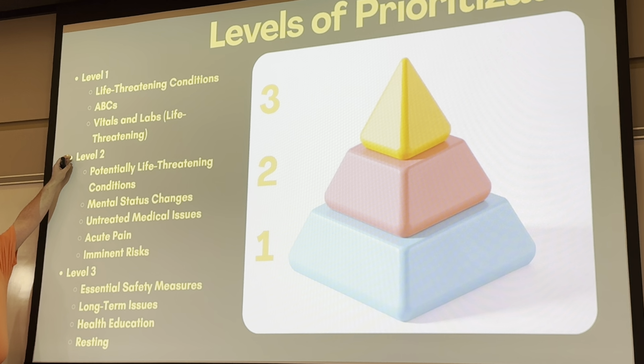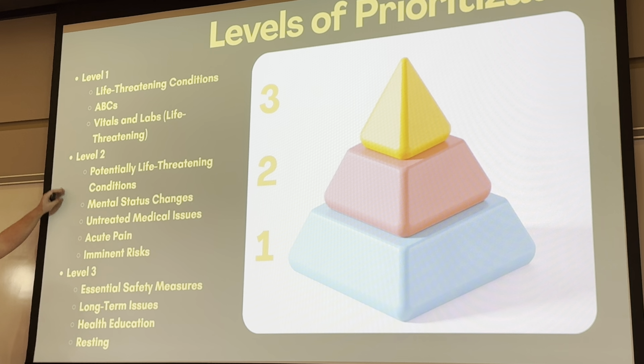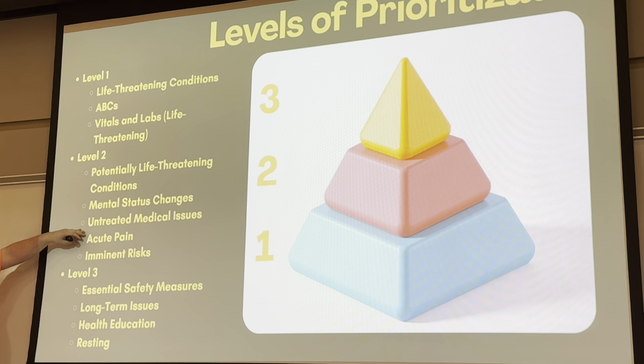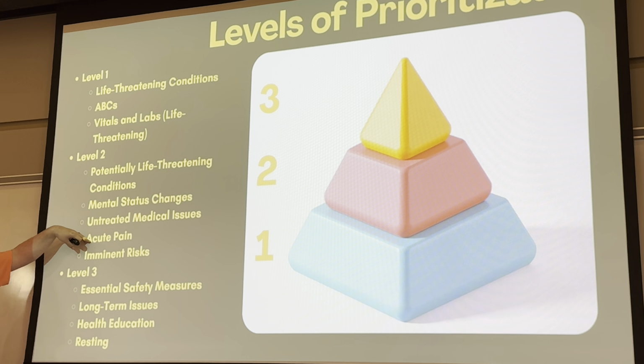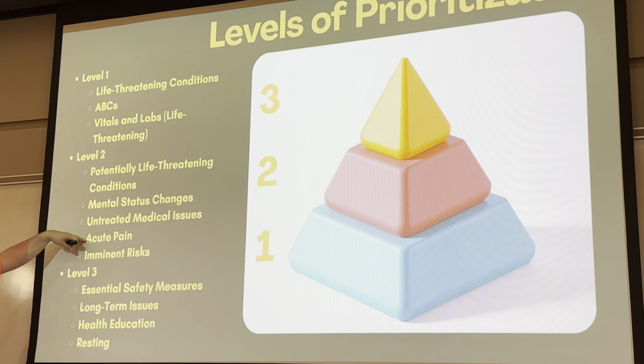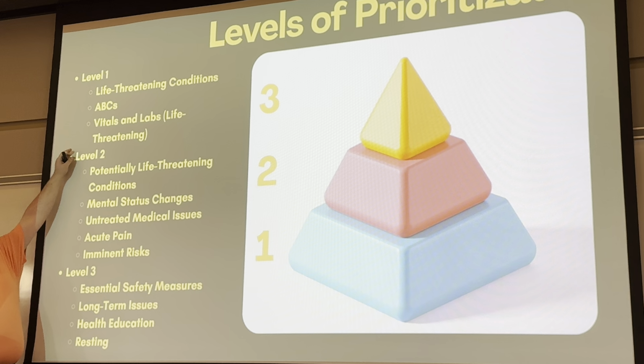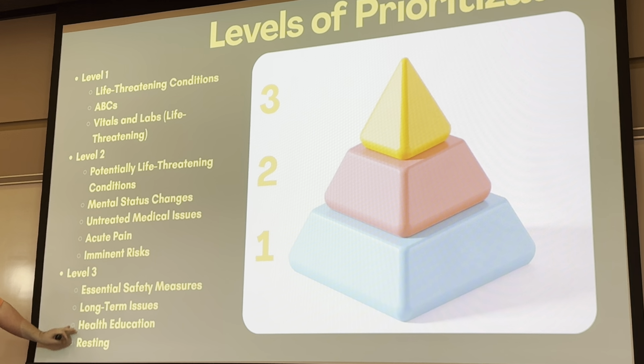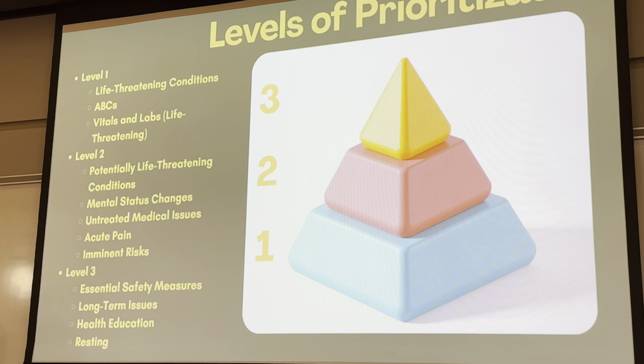I got to get that clear real fast, right? My lab values, my mental status changes, nausea, vomiting, pain. Yes, I need to get to that, but I don't need to get to it as fast as my obstructed airway. So that's how we kind of work with our levels of prioritization. Like I said, read that article that I put out there on Canvas. It's a really good resource for you, okay?